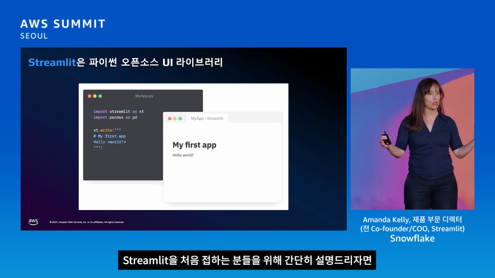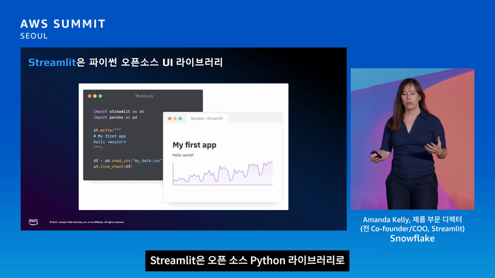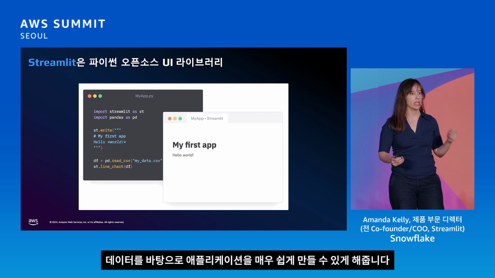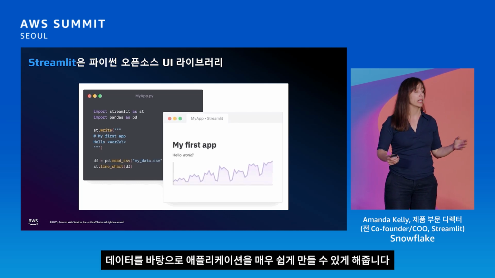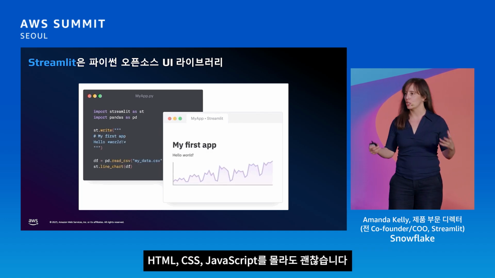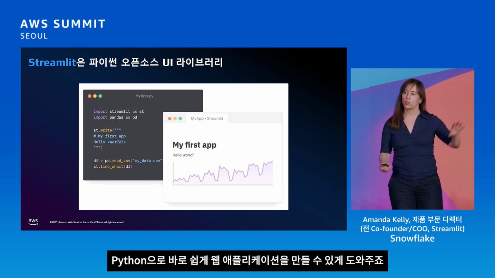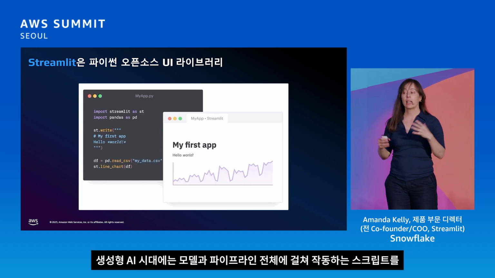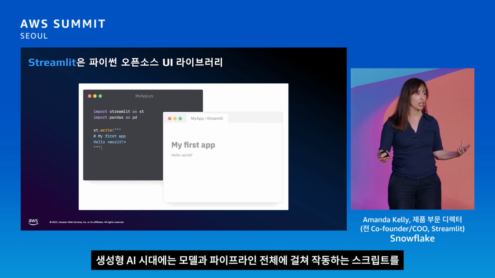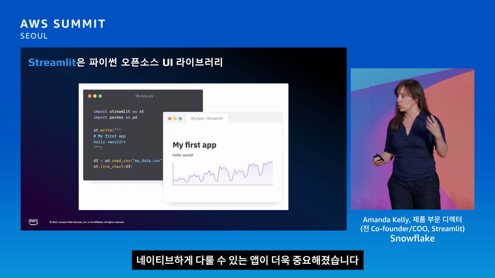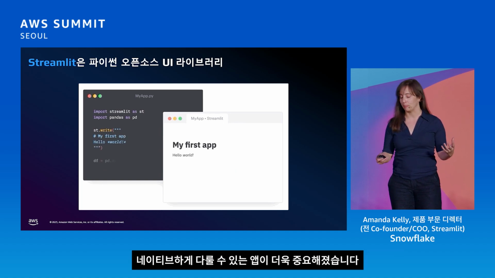But for those of you who didn't raise your hands, what is Streamlit? Well, very simply, Streamlit is an open source Python library. It makes it very, very easy to build apps from data and from Python. So if you don't know HTML, CSS, JavaScript, that's not a problem because we make it very, very easy for you to build web apps straight in Python. And that gives you a lot of power, especially in the age of generative AI, right, to have apps that work very natively with models, with scripts that can work all parts of your pipeline.